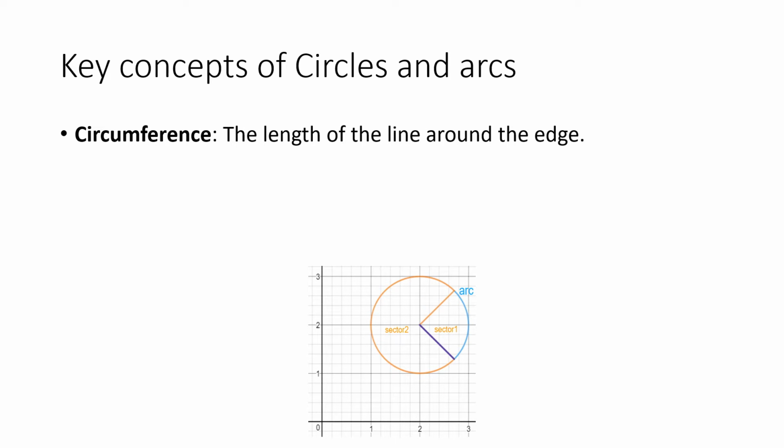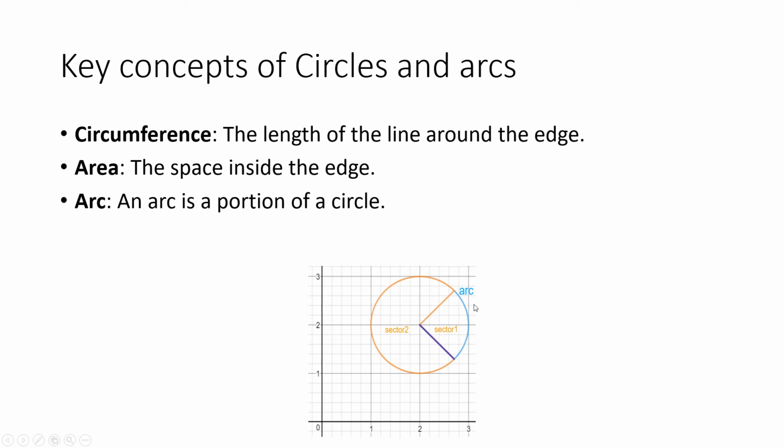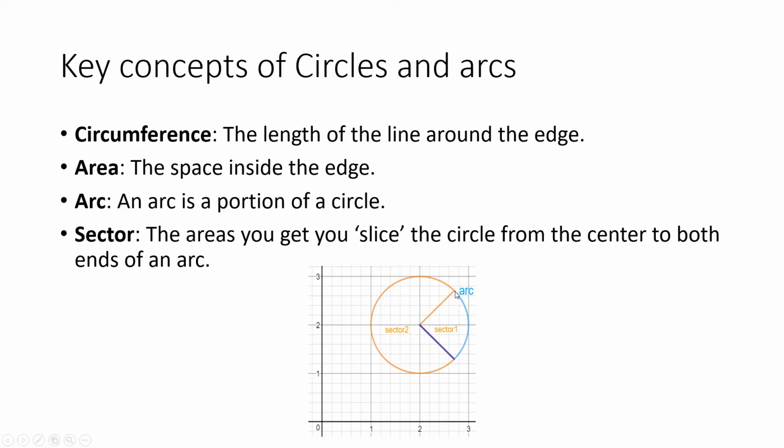The circumference is the length of the line all the way around the edge from one point all the way around back to the point it started at. The area is the space inside the edge. An arc is just a portion of the edge, just that blue bit there. But a sector is what you get if you take an arc and then use it to slice up the circle from the center. So that's a sector.